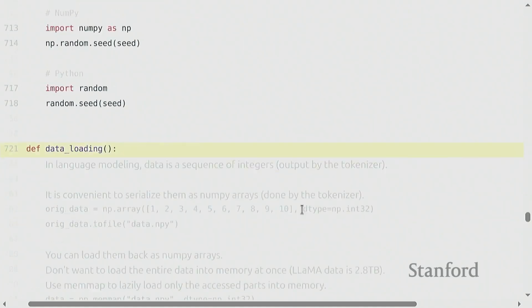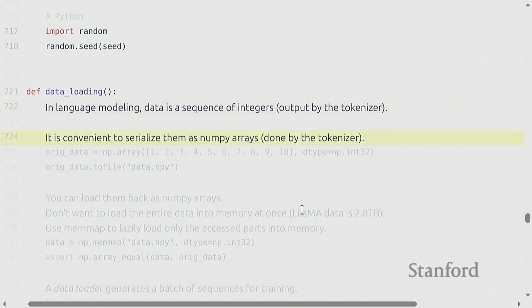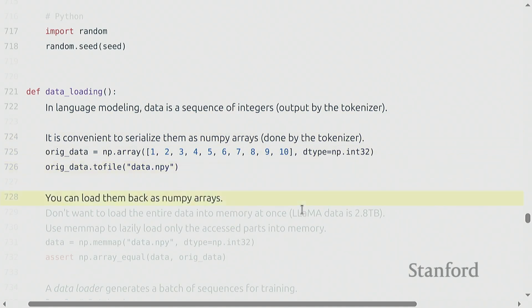Data loading. I'll go through this quickly. It'll be useful for your assignment. In language modeling, data is typically just a sequence of integers, because, remember, this is output by the tokenizer, and you can serialize them into NumPy arrays.